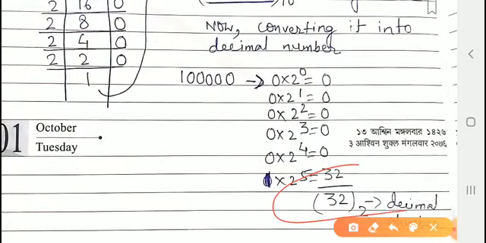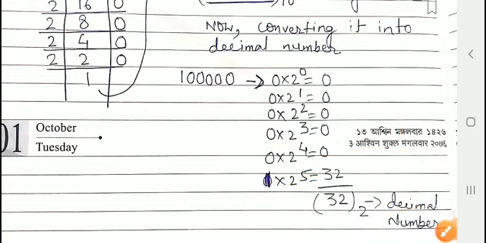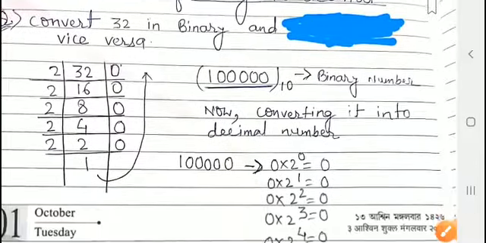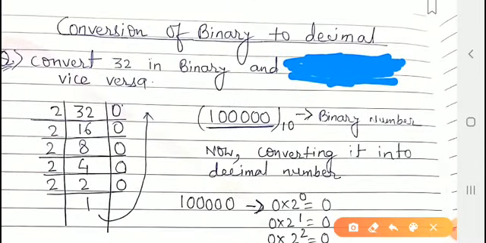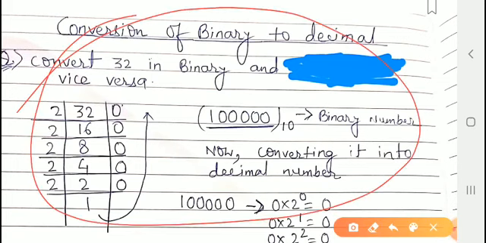So this conversion is correct because the input was 32 and we got the output as 32. By this we can easily understand both conversions, decimal to binary and binary to decimal. I hope you all understand these things. You have to convert some numbers. If you have any problems, ask me. Okay, thank you.